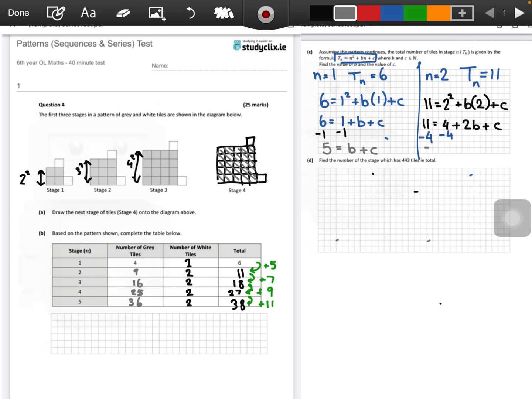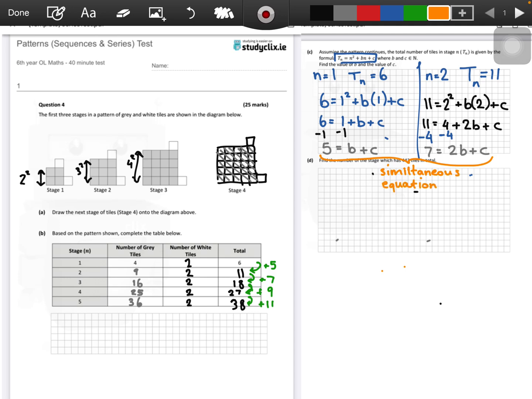So I'm going to get 7 is equal to 2b plus c. So I have two equations now in b and c. Okay, so I could do simultaneous equations with them. I could do it one way by doing simultaneous equations. So this is still part C here. So simultaneous equations.